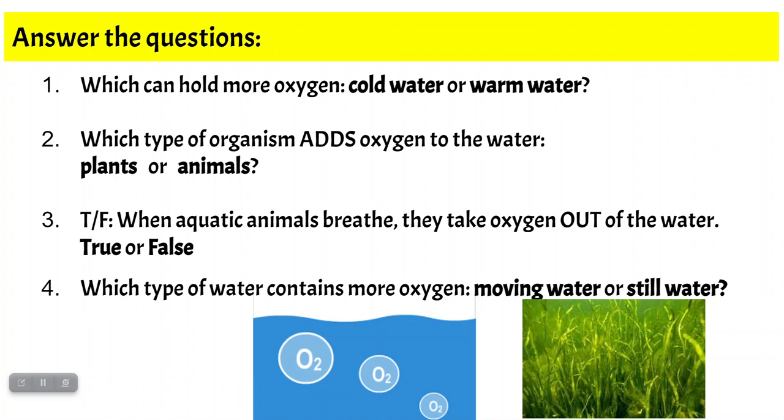Which can hold more oxygen, cold water or warm water? Think for a moment. Try to do this without checking your notes. It's cold water. That's going to hold more oxygen.